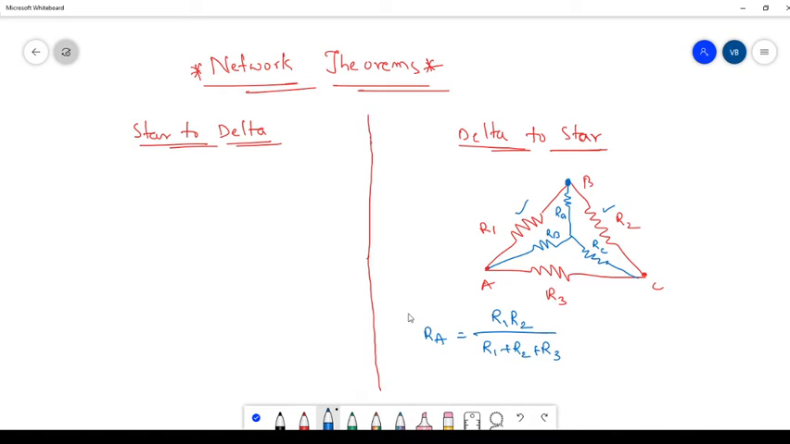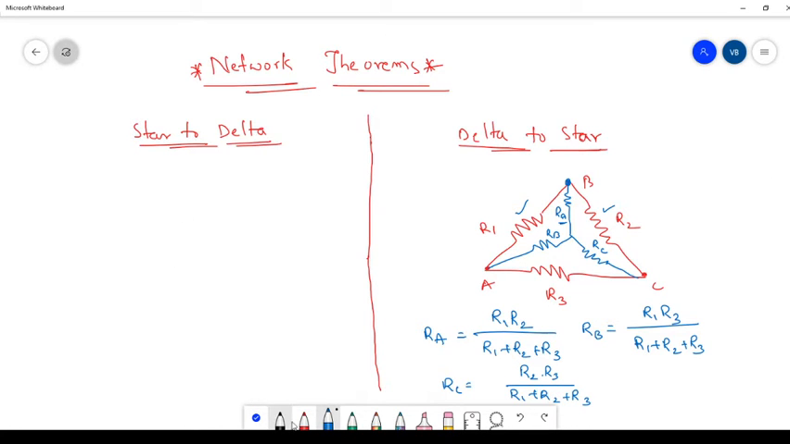This is the delta to star conversion, giving the equivalent value of RA. Likewise, what is RB? RB is the connection between R1 and R3. So here the numerator will change, that is R1 into R3, and the denominator will be the same, R1 plus R2 plus R3. And what about RC? RC is the connection between R2 as well as R3. So the numerator value will change, R2 into R3 by R1 plus R2 plus R3. So these are the values for delta to star conversion.